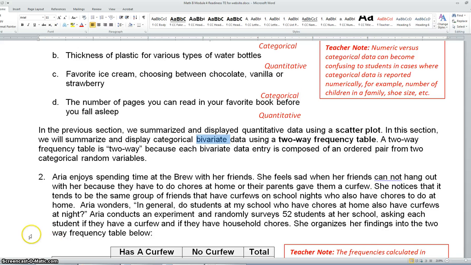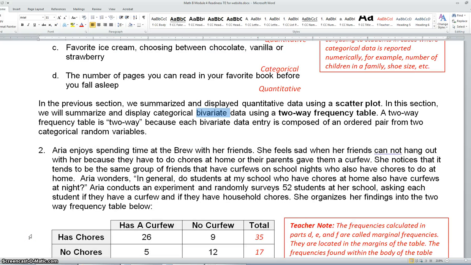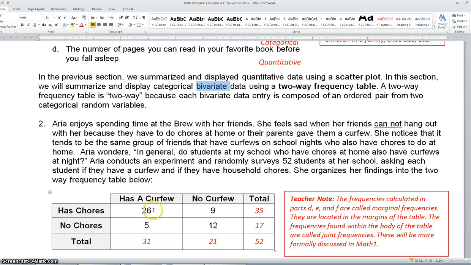Okay, so have a look what it says here. This is what you guys have, the 26 and 5, the 9 and 12. So they have chores, 26 of them have chores and also a curfew, 9 of them have chores and no curfew. Well, if there's 26 that have a curfew and 9 that have no curfew, together that makes 35, and that's basically just adding those numbers. No chores, 5 here, 12 there, makes a total of 17.